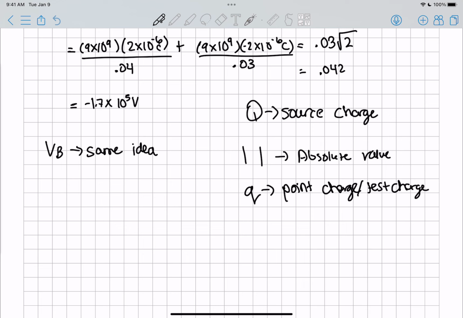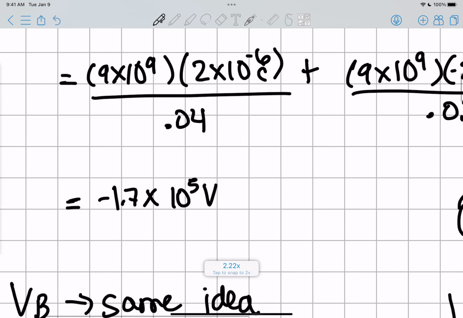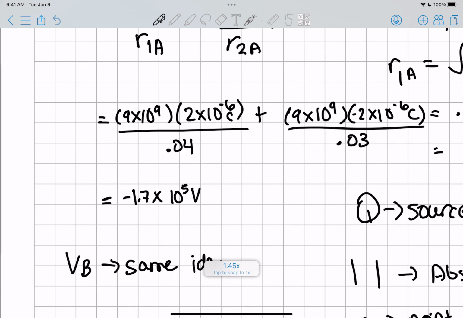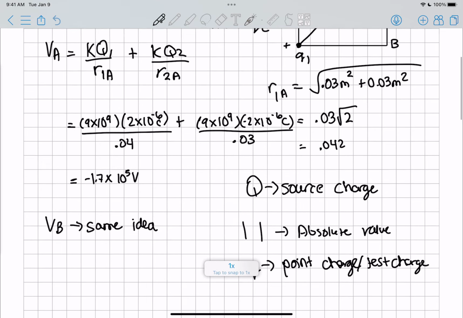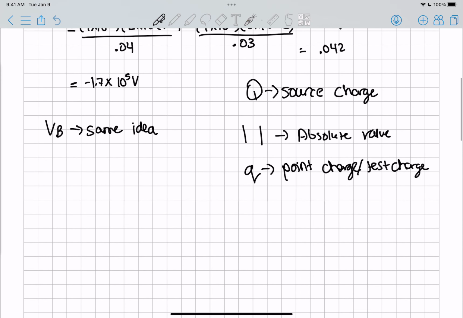But yeah, negative 150,000, someone said they got that for A. So that's about the same, like negative 1.7 times 10 to the fifth is about that. The answer might be a little off, but if you have everything else, like all the work and everything correct, then you should be okay. But is everyone confident that they'll be able to do VB as well?